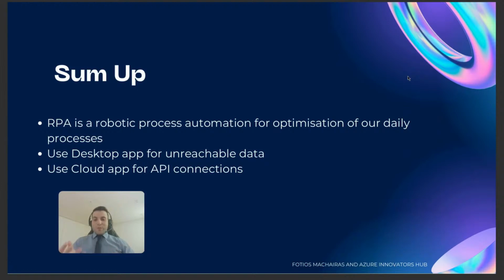We have the desktop apps which do the robotic process automation, the RPA, and we have the cloud, which connects our data, which connects our local machine with the cloud, with the globe. So we have these two things, the orchestrator and the RPA, to do our things.